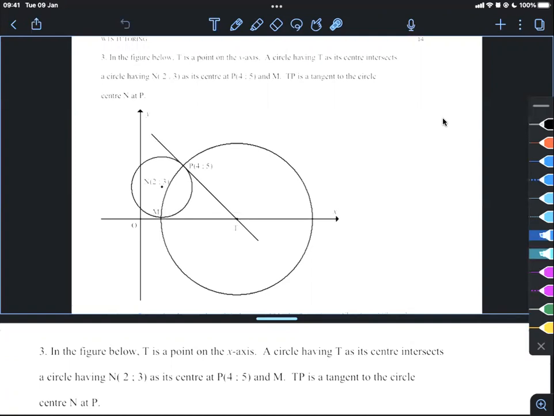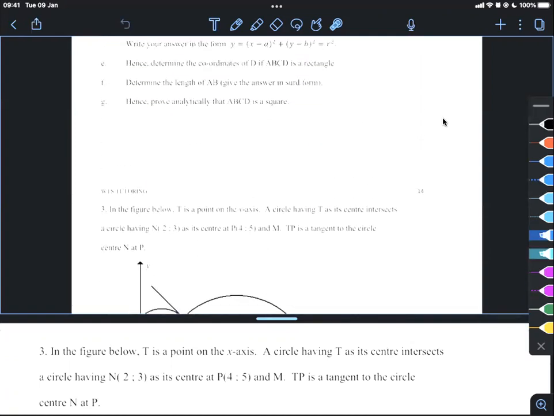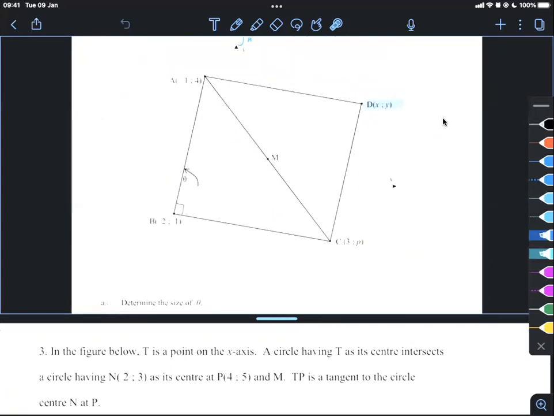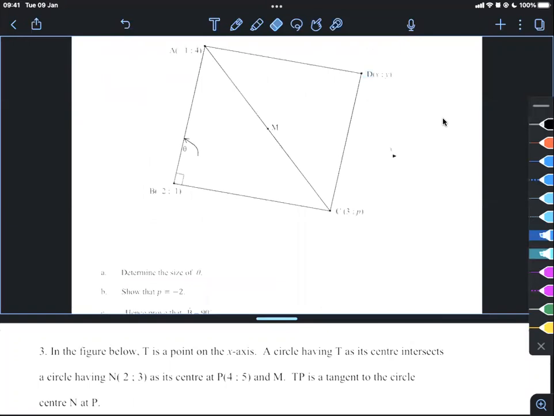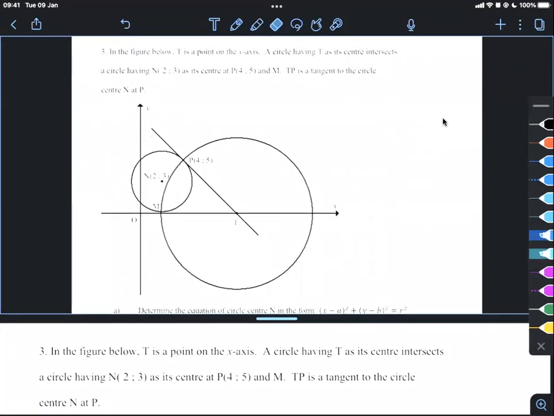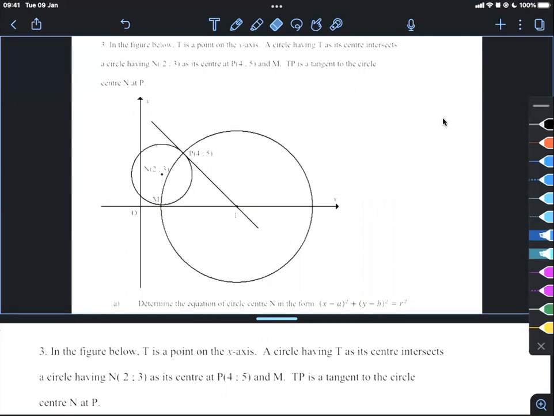Number 3. We actually had a couple of questions here. I skipped this one because it is a basic quadrilateral question, and I didn't want to talk about quads. I actually wanted to focus on circles. But quadrilaterals, your kites, rectangles, parallelograms, rhombuses, those kinds of shapes, it is very useful to know their properties. We'll talk about that some other time. Here, I just want to strictly focus on a circle.